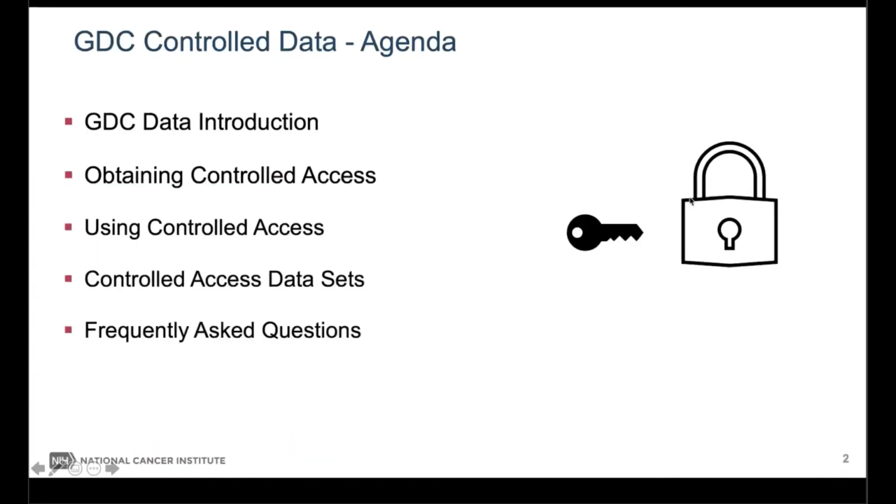To start with an agenda, we're first going to give just a small introduction to GDC data. I'm sure lots of you know this stuff already. Then we're going to talk about obtaining controlled access, how that whole process works, and how to use the controlled access data once you do get the correct authorization. Following that, we're going to talk about a few controlled access data sets that are present in the GDC, and then we're going to go on to some frequently asked questions.